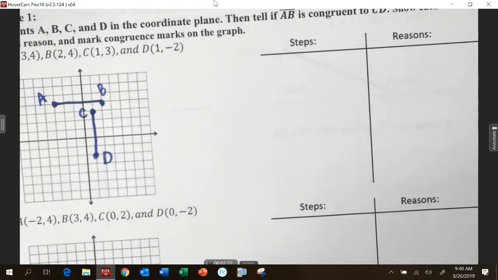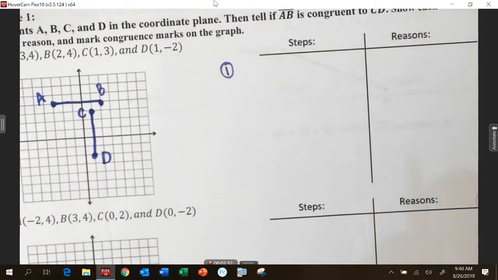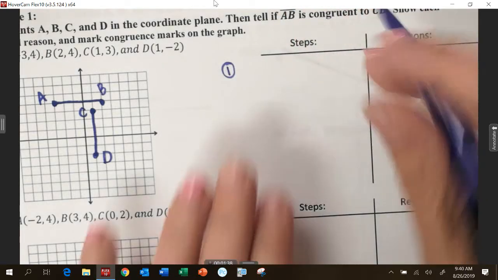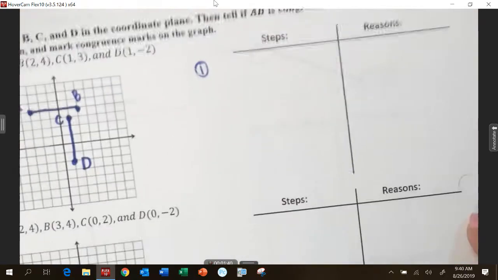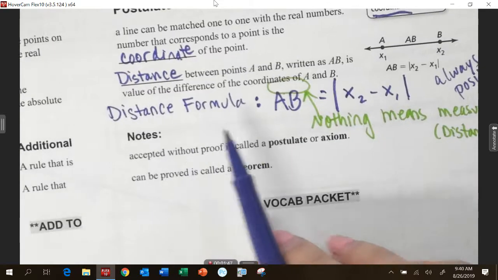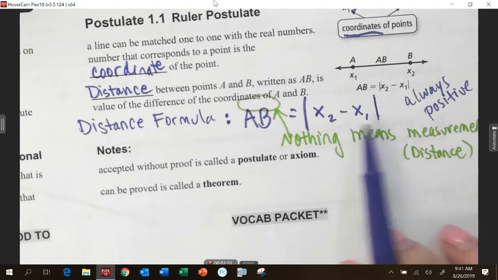So step 1. How did you know that they were 5? Okay, so you counted the blocks, but I'm going to show that a different way using what we already talked about, when we did segment addition, nope, just kidding. When we did on the front, we did distance formula. This mathematically is how you show the length of it.